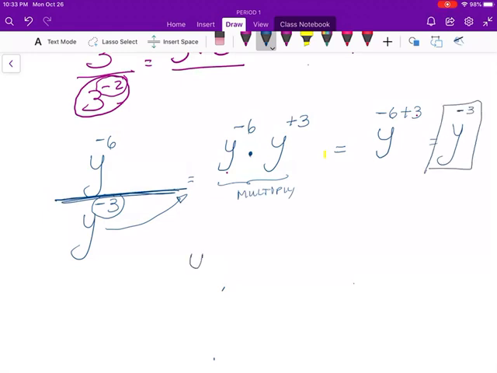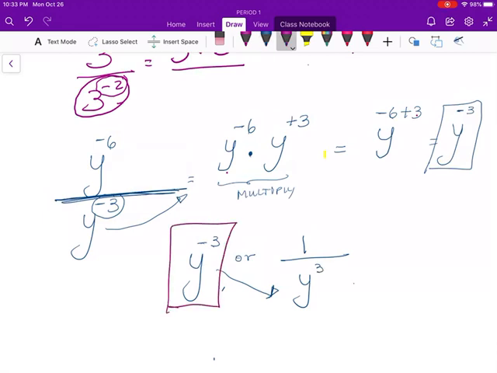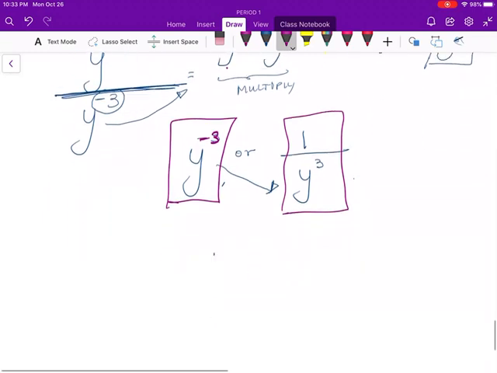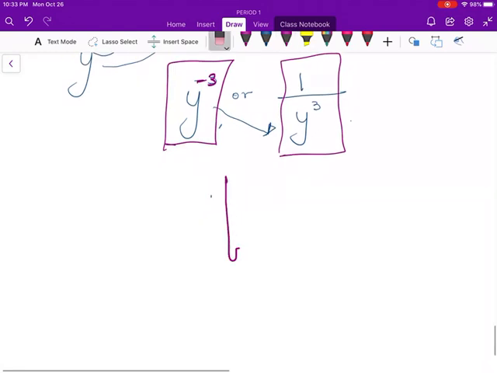So my answer here will be y to the power of negative 3 or 1 over, remember we can rewrite this on the bottom and it becomes positive 3. So this right here is exactly the same thing as this. On the first one, we have y to the power of negative 3. If you bring this down, it becomes positive, but they have the same value. They are exactly the same. Okay, now let's try another one.